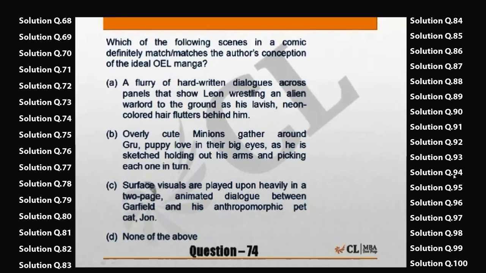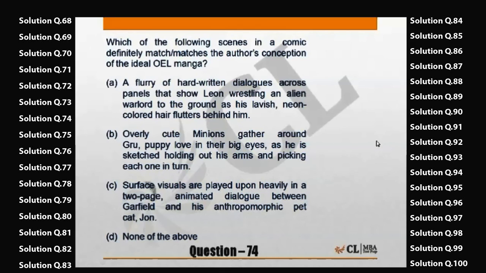Here is question number 74 on screen. Which of the following scenes in a comic definitely matches the author's conception of the ideal OEL manga? Now, by a reading of the passage, you might have gotten an idea of what an ideal OEL manga is supposed to be, as the author puts it. Now, which of these options brings out the parallel conception of what the author is thinking about original English language manga? The options were really interesting.